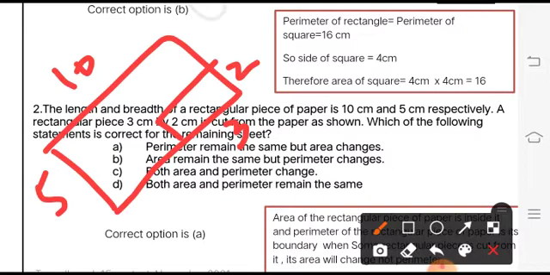First one is perimeter remains the same but area changes. Area remains the same but perimeter changes. Both area and perimeter change. Both area and perimeter remain the same.